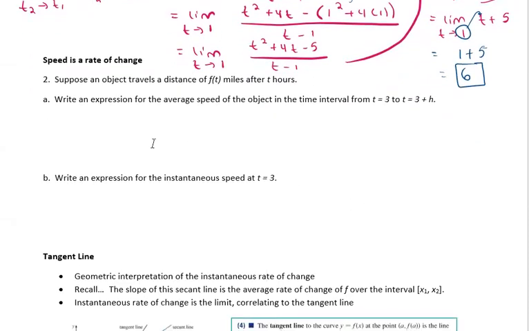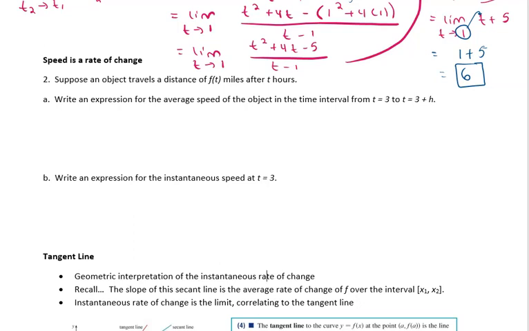Let's look at the next one. Speed is a rate of change. Think about an object traveling. Think about a car driving, a plane flying. If it's flying at a speed, that means it's changing its location. So speed is a rate of change. So when we're looking at a rate of change, we are looking at something moving and traveling. So look at number 2.